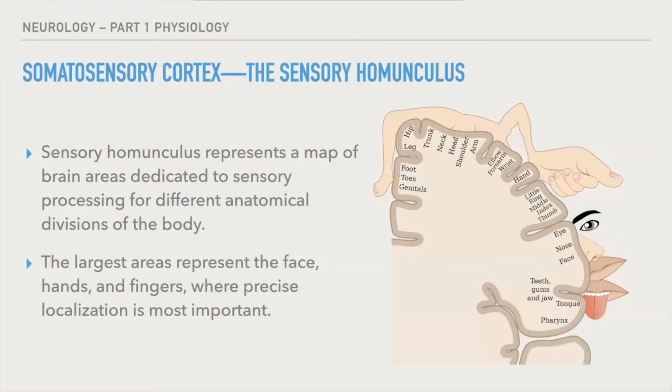The somatosensory cortex can be represented by the homunculus, which maps the brain areas that are dedicated to the sensory processing for different anatomical divisions of the body. The largest areas represent the face, hands, and fingers, where the precise location is more important. So you can see that the size of the hands in the homunculus is much bigger than the size of the feet, for example, because we have many more receptors in the hand than we have in the feet.